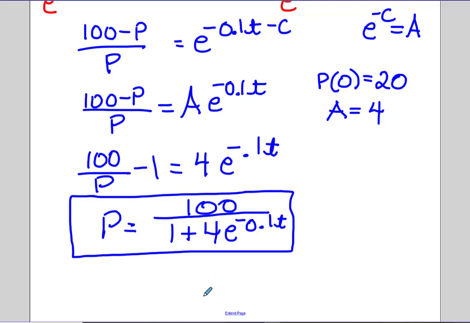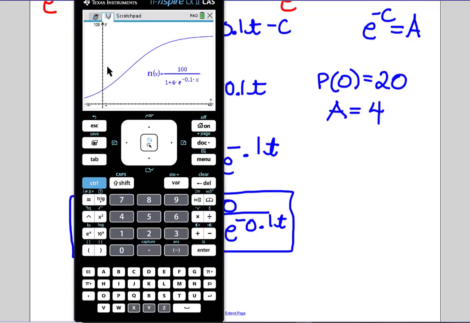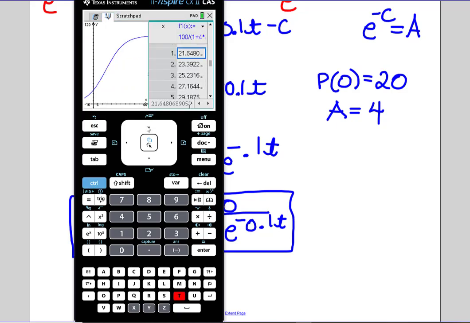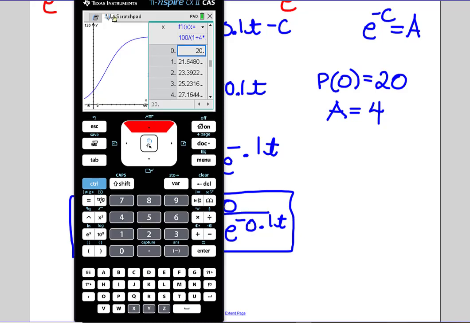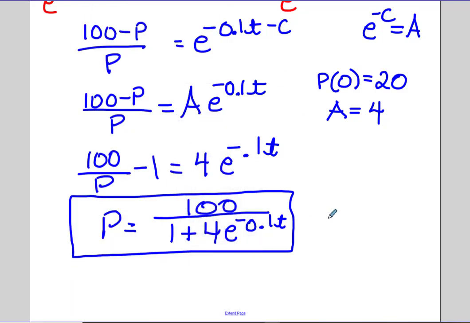And if we go to our calculator and graph that out, you're going to see the graph that looks like this. And I believe if we look at the table, you can see at 0 we have 20. So this is going to be our graph. We'll put that back on our graph paper in just a second.